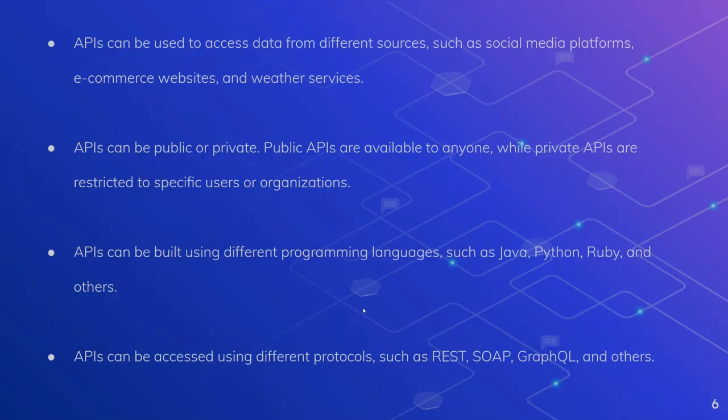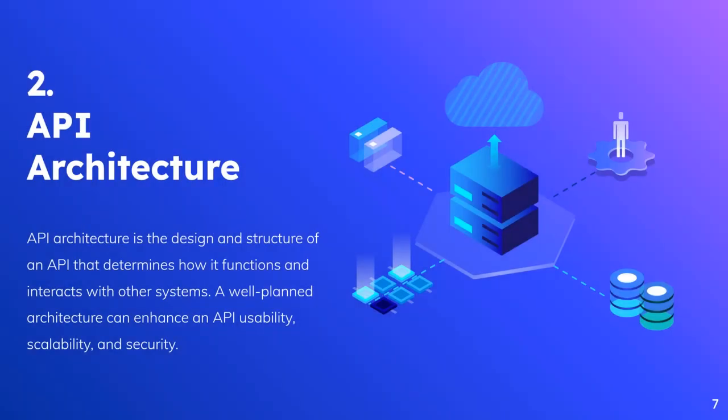Let's move to API architecture. This is what we want to focus more on. API architecture is the design and structure of an API that determines how it functions and interacts with other systems. A well-planned architecture can enhance an API's usability, scalability, and security. API architecture plays a pivotal role in the development and success of modern APIs, shaping their functionality and enabling seamless interaction with other systems. It encompasses a comprehensive set of design considerations that are vital to enhance usability, scalability, and security, ultimately leading to successful integrations and efficient data exchange.